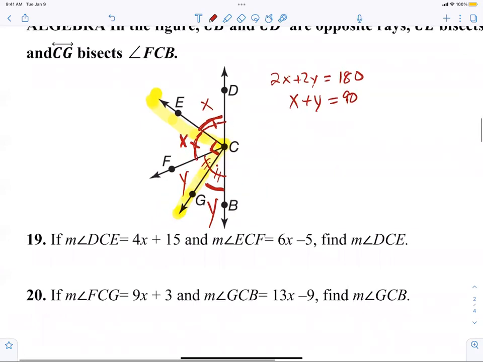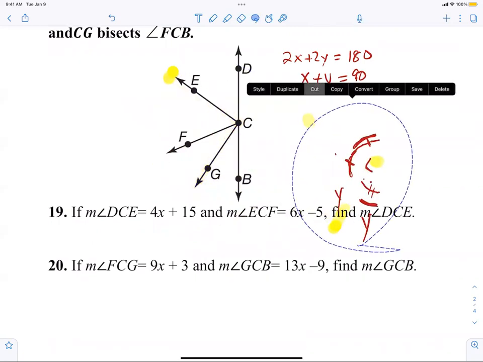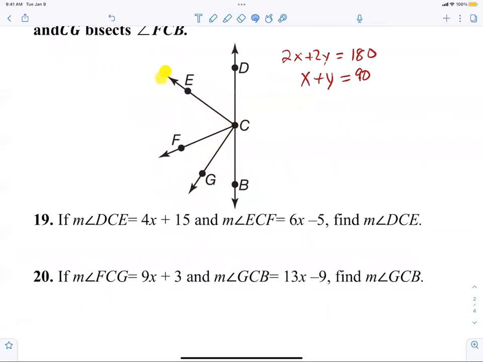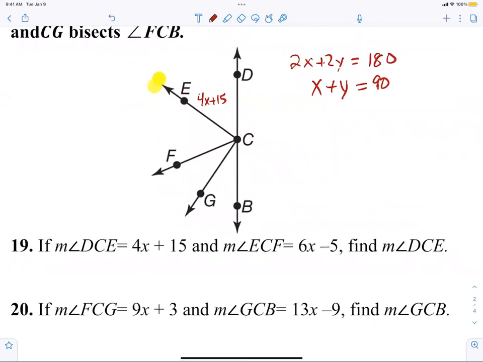All right, so now let's go back to question 19. So now I'm going to erase this right here. And I want someone to tell me what is DCE. 4x. Yep, so let's write it in there, 4x plus 15. And what is ECF? 6x minus 5.